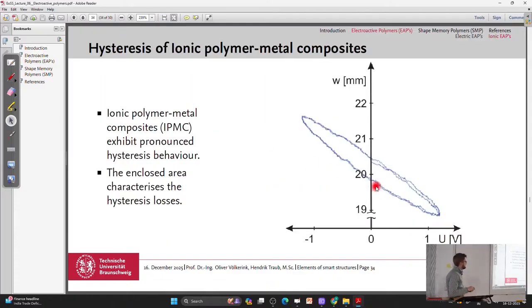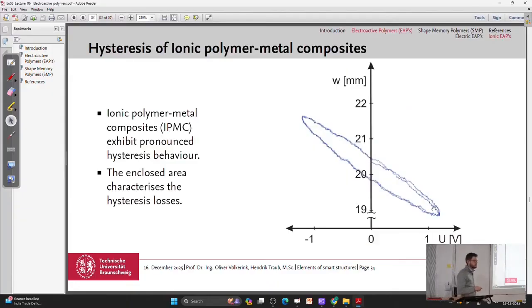Again, like the piezoceramic materials, ionic polymer metal composites also have a hysteresis behavior. So we have here the applied voltage, and here we have a displacement, not U, but W at this time, and this enclosed area is characteristic again for the hysteresis. So again, no small signal behavior in real. So if we use it, then it's a simplification.